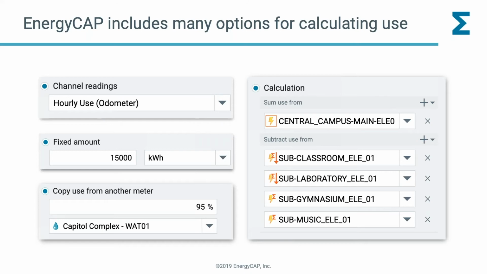And finally, you can use our new advanced calculations to add or subtract meters or meter groups together. So in this case, I have a central campus feed that I'm going to subtract several meters from to come up with the leftover, or the amount that I'm going to redistribute in some other way.